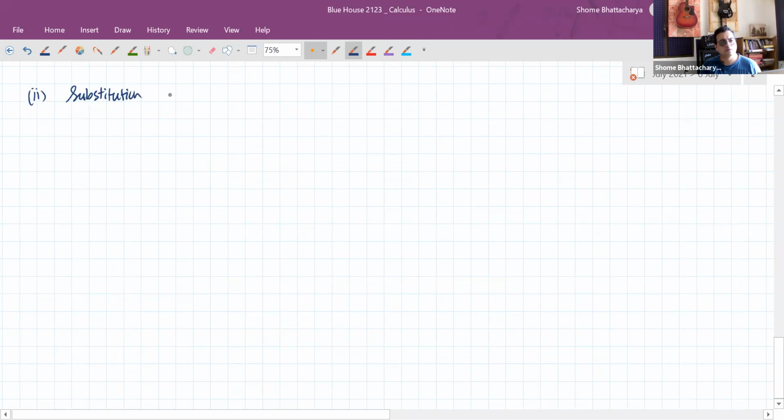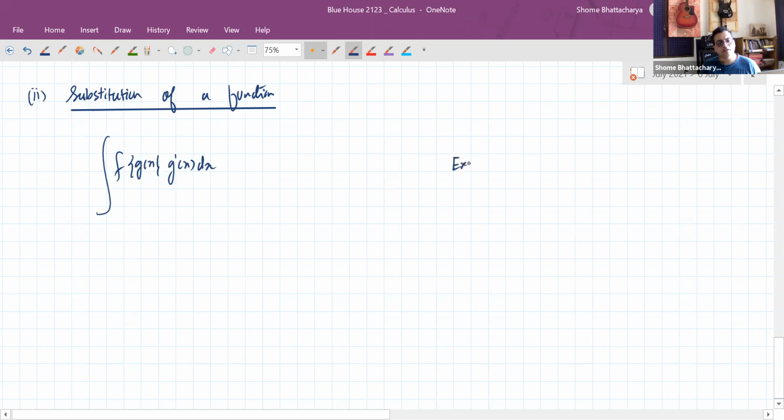Substitution of a function instead of a linear term. So basically the idea here is, suppose we have integration of a composite function multiplied by the derivative of the inner function. So for example, suppose I have integration of square root of 1 plus x square, the whole thing into 2x dx.